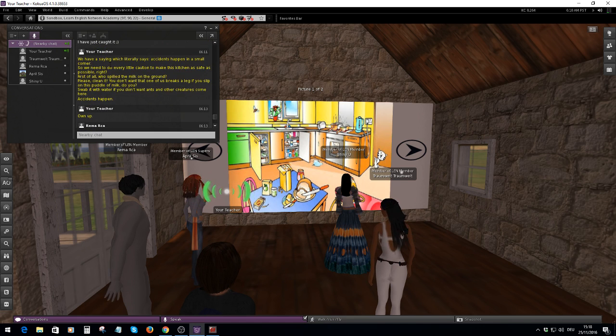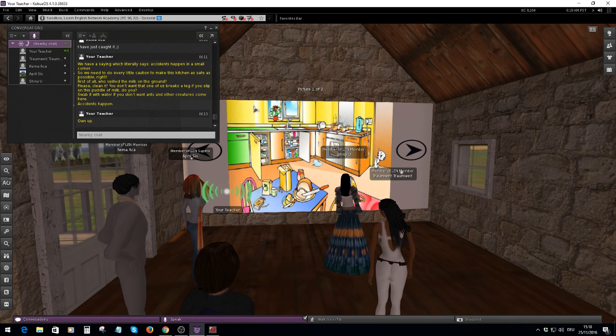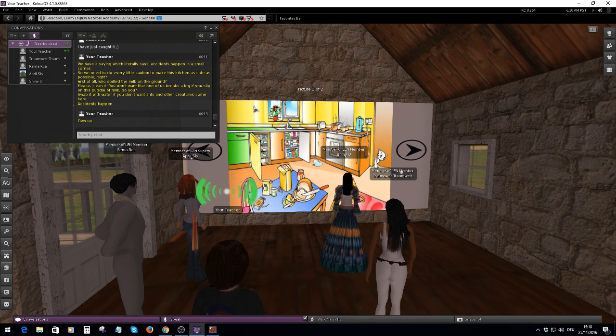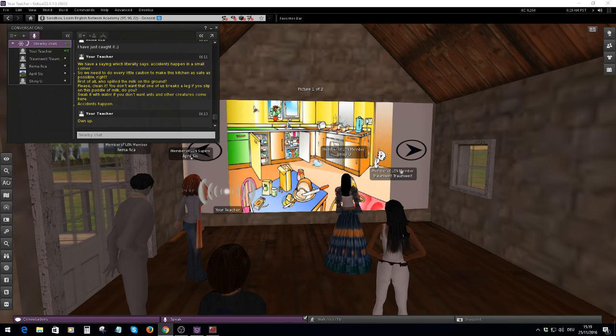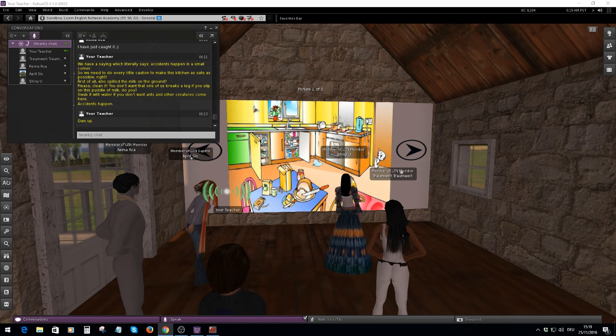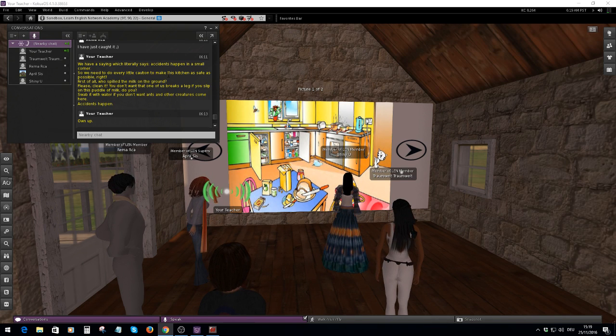Okay, so now you've put swab. Oh yes, hang on. Please clean it up. Now you then said you don't want that one of us breaks a leg if you slip on this puddle of milk. Well, if you slip on it, you've broken your leg. It's your own fault. You spilled it in the first place. I wouldn't say you don't want that one of us breaks a leg. You don't want one of us to break a leg, and not if you slip on this puddle of milk. What could you say instead of if you slip on this puddle of milk?